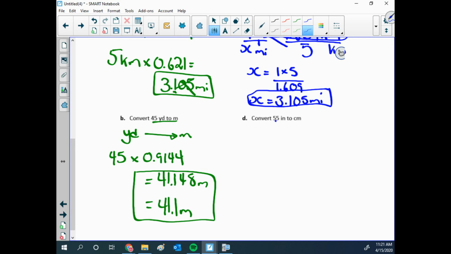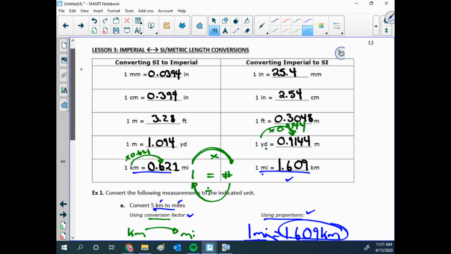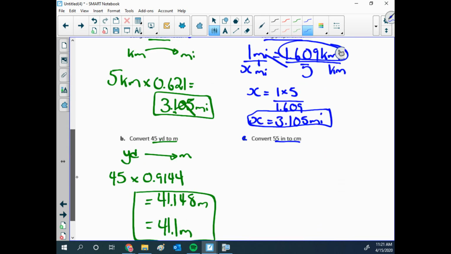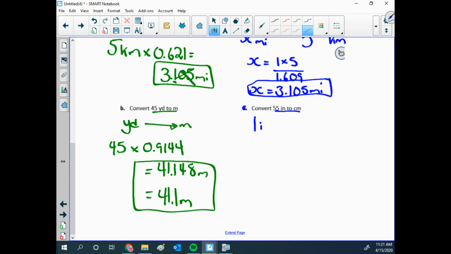All right, let's solve D with a proportion. So 55 inches to centimeters. So I'm looking for something that has inches and centimeters in it. So inches and centimeters is here and here. Doesn't really matter. I'm going to use this one just because. So 1 inch is equal to 2.54 centimeters. So I know that 1 inch is equal to 2.54 centimeters. So in 55 inches, there are how many centimeters?